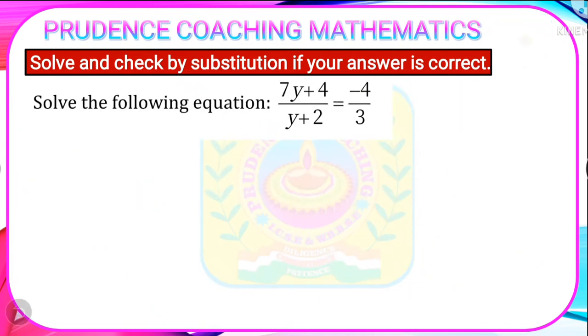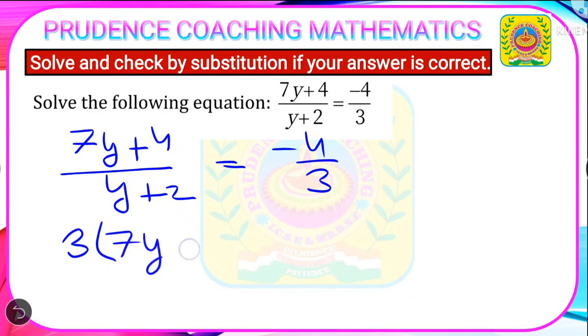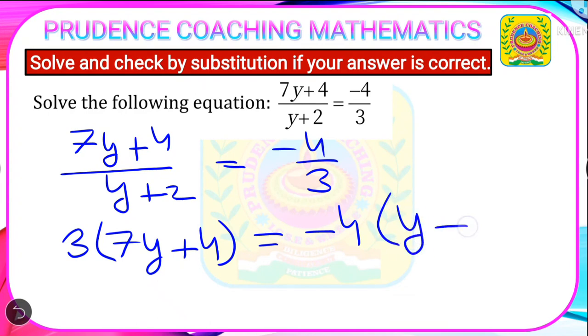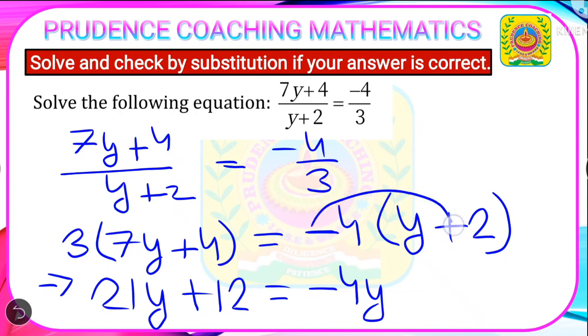Now let us start with the last one. As it is given, (7y plus 4) divided by (y plus 2) equals minus 4 by 3. You need to cross multiply, so you will get 3 into (7y plus 4) equals minus 4 into (y plus 2). So you need to multiply, so you will get 3 into 7y, that is 21y. 3 into 4 you will get plus 12. Here you will get 4 into y, that is minus 4y, because you had a negative sign. Minus 4 into this plus 2, you will get minus 8.